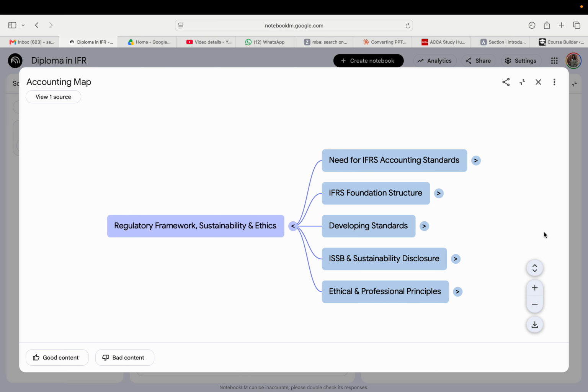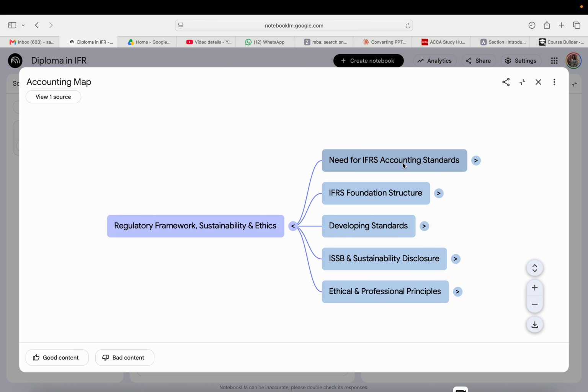Summary of Lecture 1 of Diploma in IFR course. So the first topic in Diploma course is Regulatory Framework, Sustainability and Ethics. 3 topics in one. So these are the topics, subtopics. We'll dive into each of them one by one.